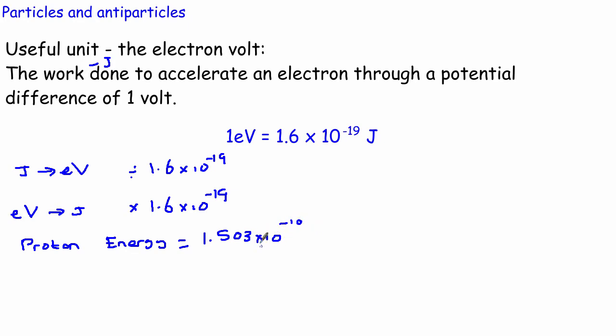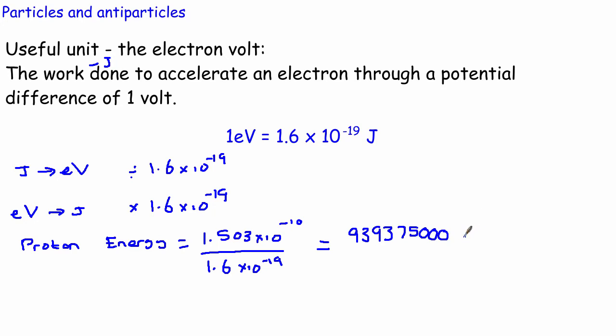But I don't want it in joules, I now want it in electron volts. So I'm converting from joules to electron volts, so I have to divide by this number. If I divide now by my 1.6 times 10 to the power minus 19, I end up with 939,375,000. So now instead of having really small numbers, I've got a really big number.